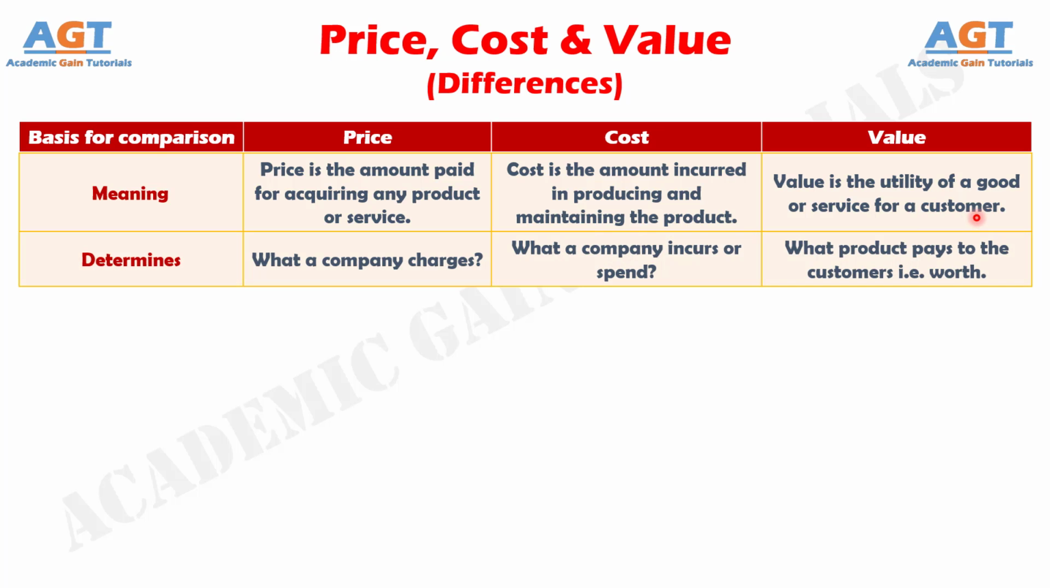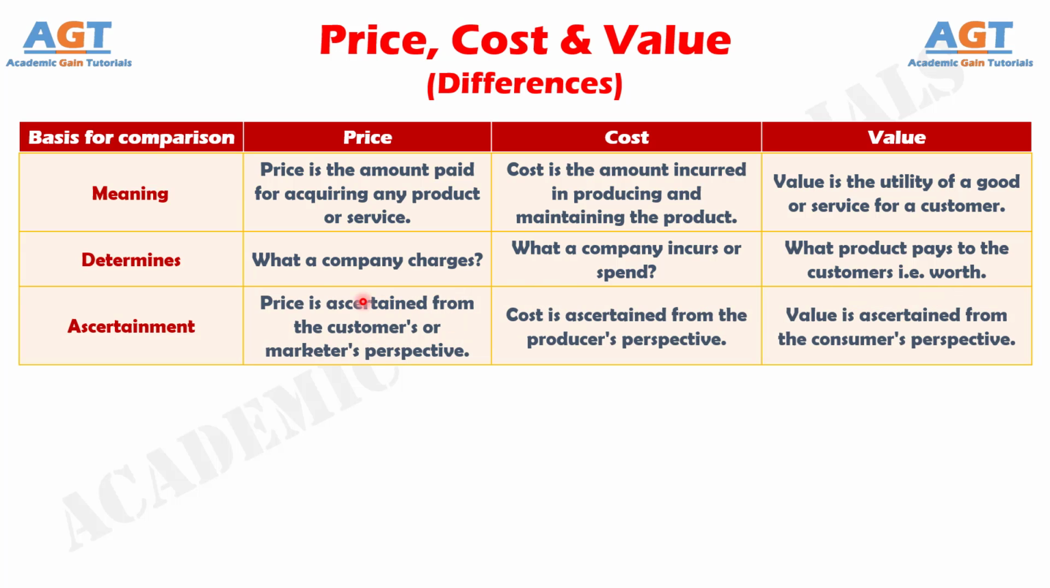Number 2. Price is what the company charges for goods or services from its customers, whereas cost is what the company pays to acquire goods and services for production. On the contrary, value is what goods or services pay to the customers, or worth of the goods or services to the customers.